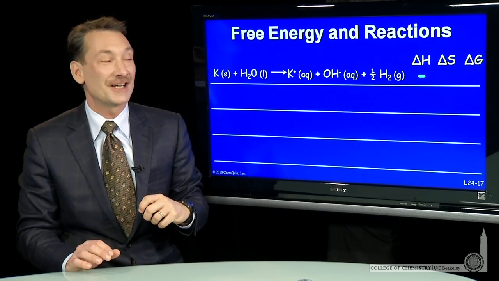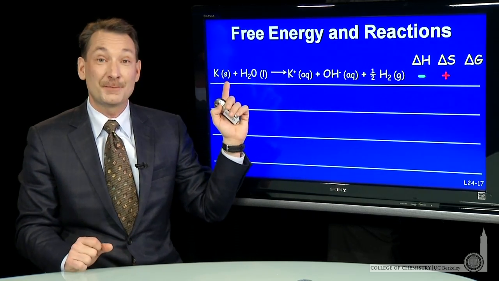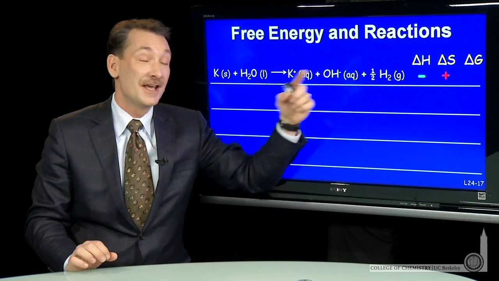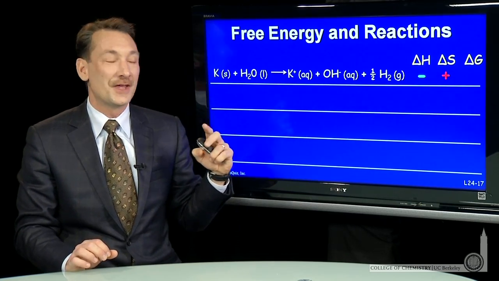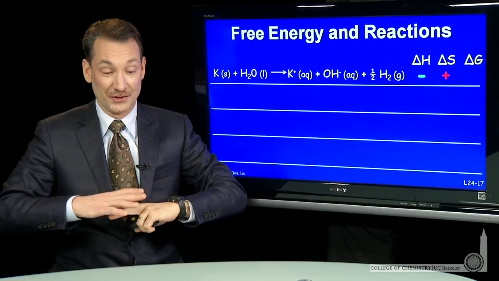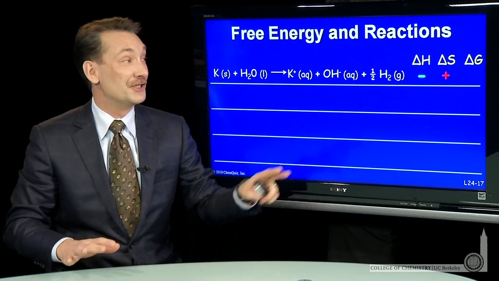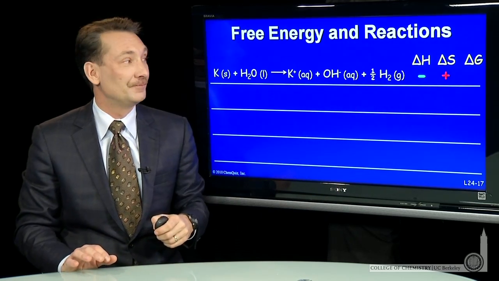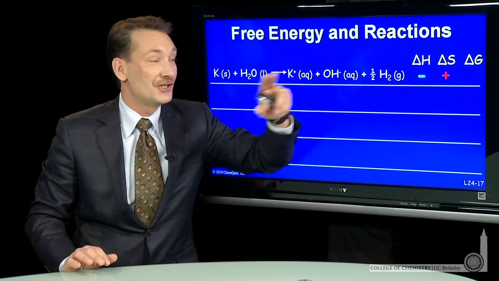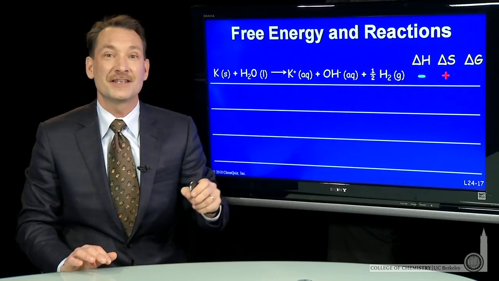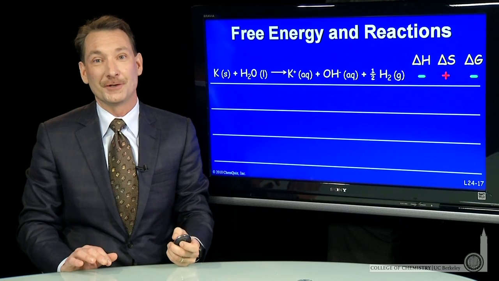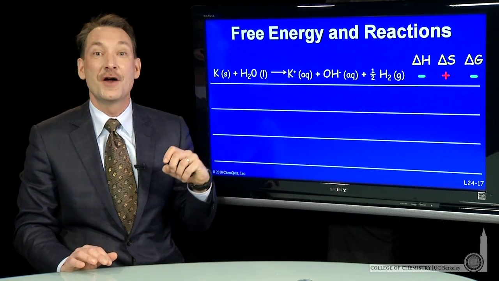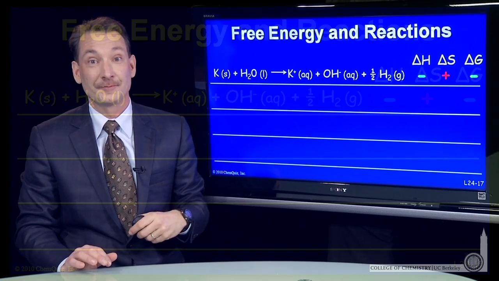Delta H is negative, it's exothermic. Delta S is positive, and you might have guessed that because there's a gas released from a solid and a liquid. So that's going to have many more microstates. You're going to have a dispersion of energy when a gas is created. So delta H negative, delta S positive, this reaction will have a negative delta G for all temperatures. This is spontaneous over all temperatures.